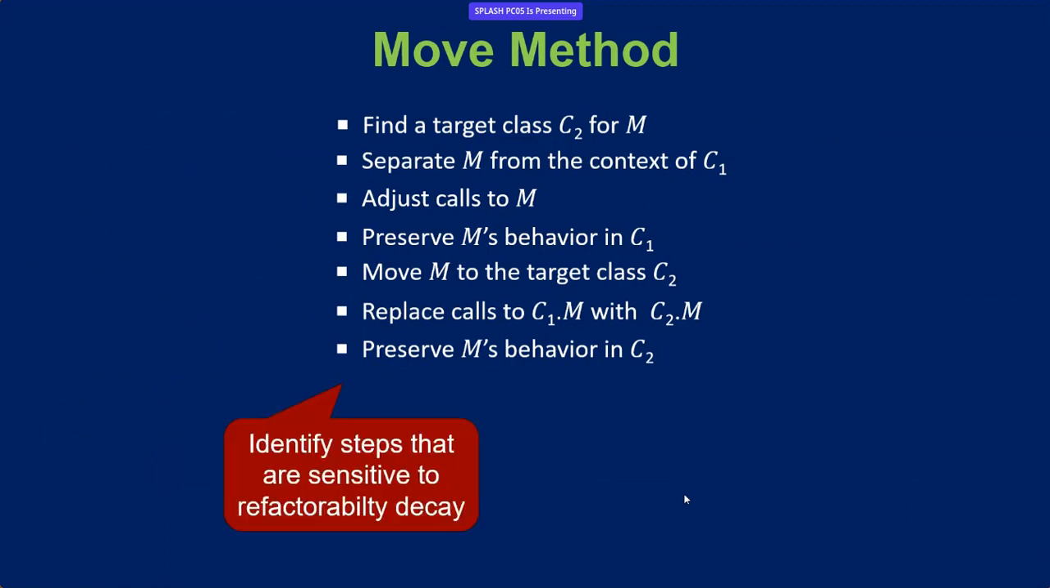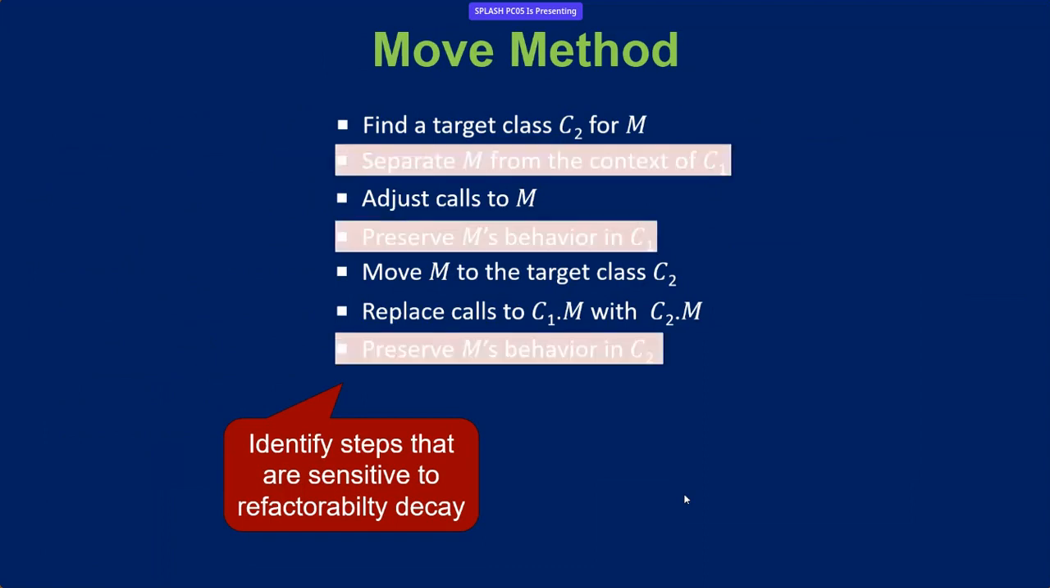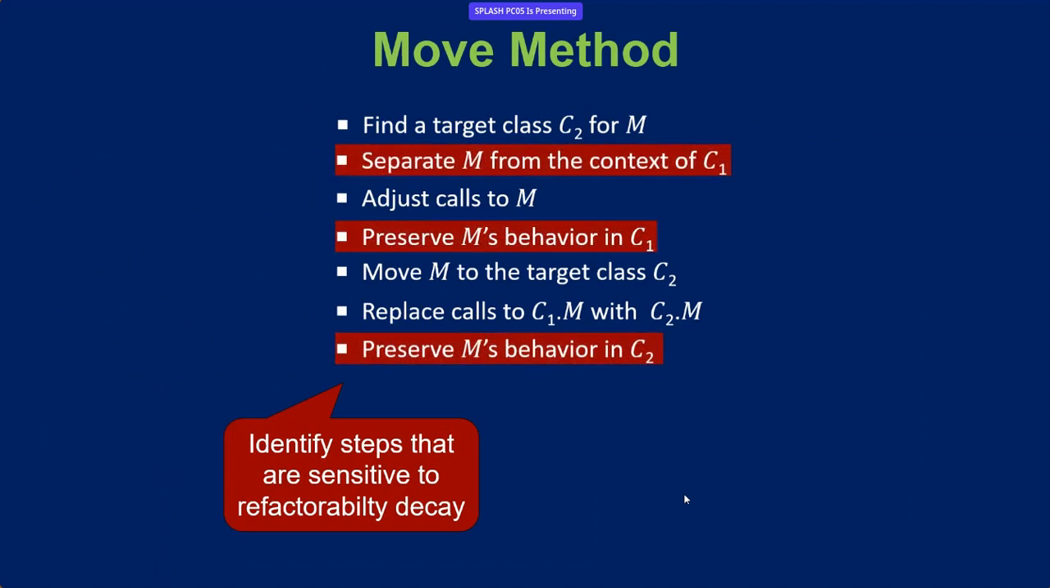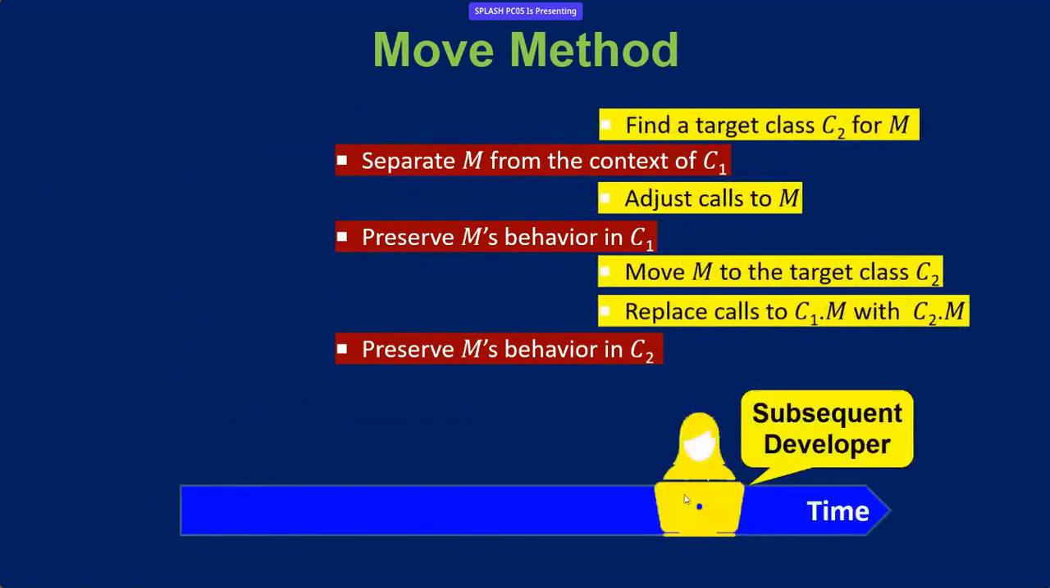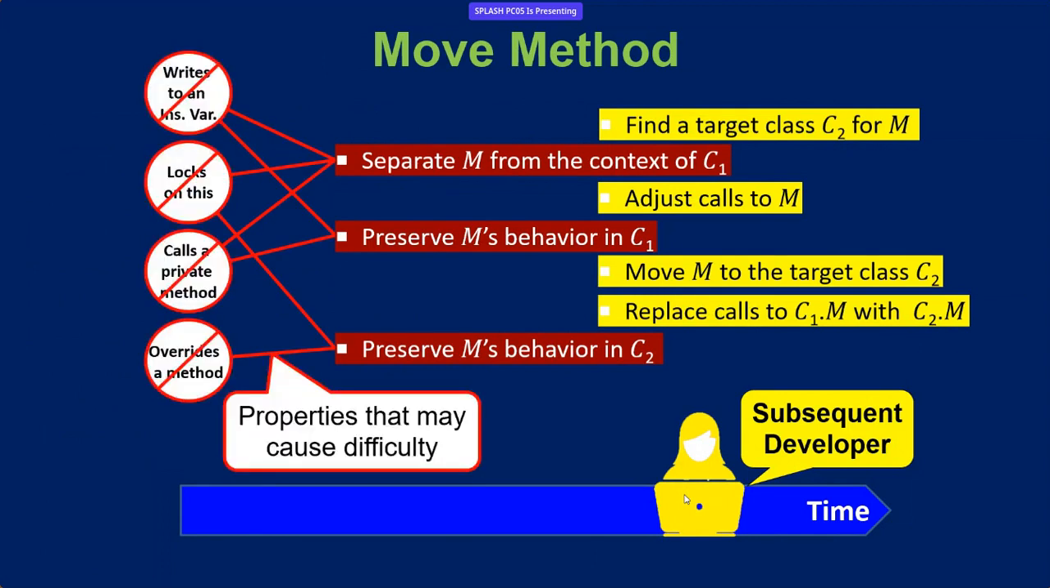The second observation is that only some of these steps are sensitive to refactorability decay. We can identify the problematic steps. All the other steps, in principle, can be deferred and done at a later time with the same effort. The third observation is that for these three problematic steps, we can identify what properties in the code makes them difficult. For example, writing to an instance variable, or locking on the object, calling a private method, or overriding a method. These are the source of the difficulty in these three steps.